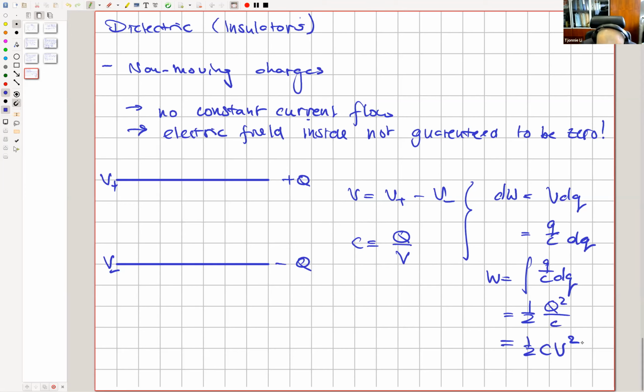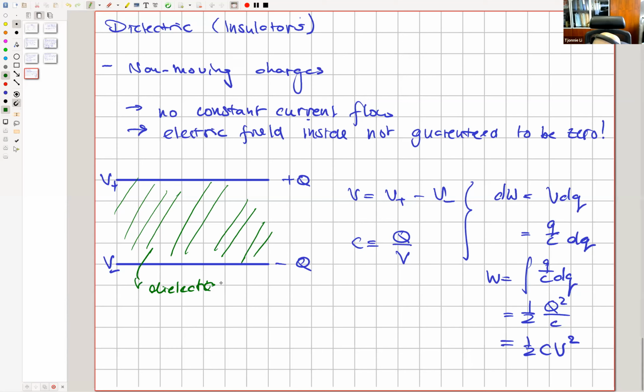Now, what happens if I now put a material in between? Okay, so instead of vacuum, I put some dielectric. What happens then, generally? Does the capacitance go up or down?